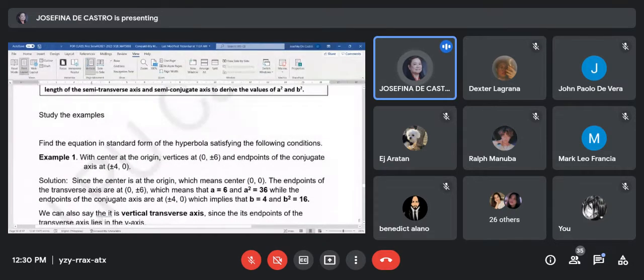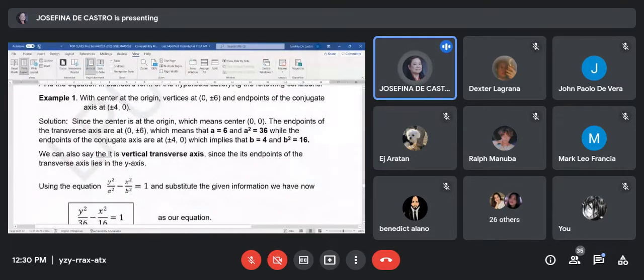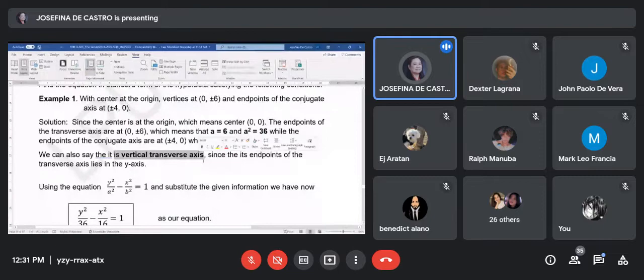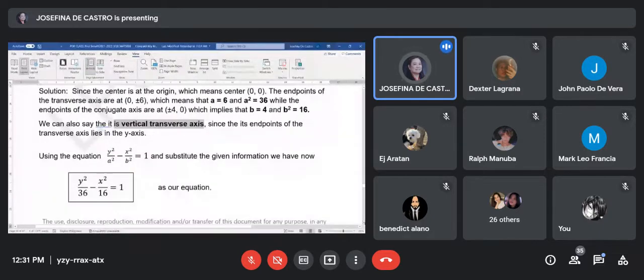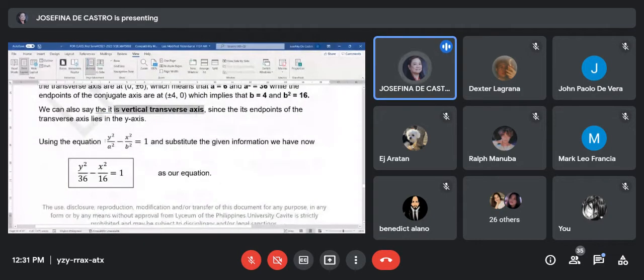So, given ang center 0, 0, vertices 0, positive and negative 6, endpoints of the conjugate axis, positive, negative 4, 0. So, identify mo lang ang A and B, then A squared, B squared, and then identify mo lang kung ano ang kanyang transverse axis, kung vertical o horizontal, and then ano yung equation na gagamitin mo, and then supply na ang A squared, B squared. Then done na siya. Tapos na tayo dito.